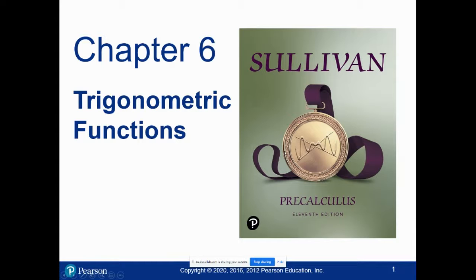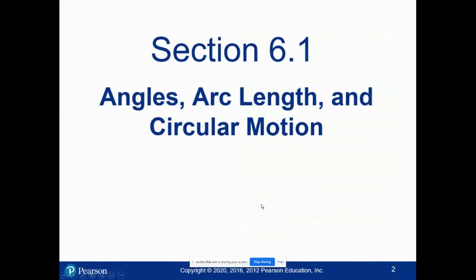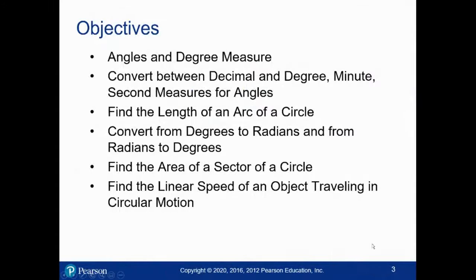So the first section that we're going to get into, section 6.1, is all about angles and how we measure them, with some applications to measuring out arc length and describing circular motion. So what we're going to learn about is how to measure angles in degrees, including subdivisions called minutes and seconds. And then we'll go from there and discuss arc length. If you measure out a portion of a circle, how do you determine how long it was? That's going to lead us to a discussion of something called radians, another way to measure angles. And from there, we'll talk about area and linear motion.